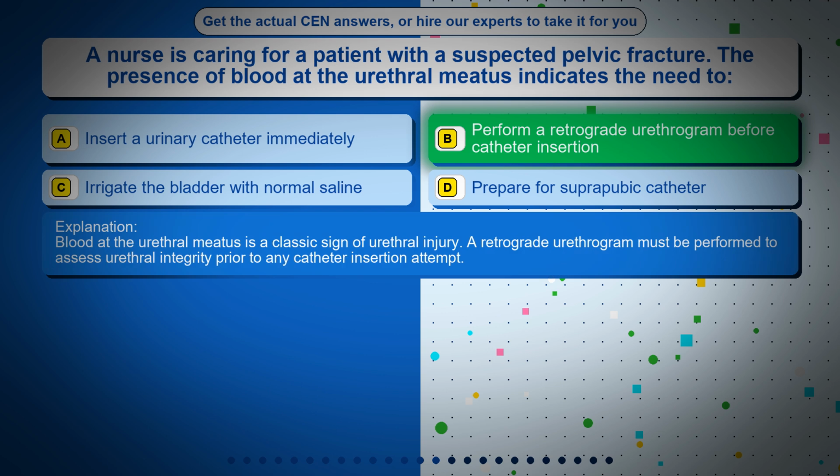Blood at the urethral meatus is a classic sign of urethral injury. A retrograde urethrogram must be performed to assess urethral integrity prior to any catheter insertion attempt.